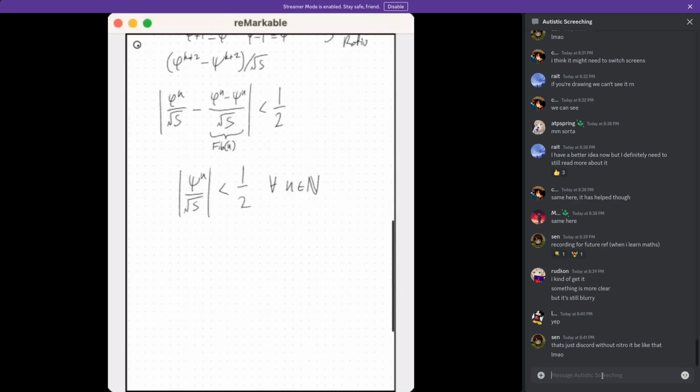let's see. So let's plug in the actual definition here. We have 1 minus radical 5 over, let's see, what was it? Over 2, over radical 5. And so this raised to the nth power.